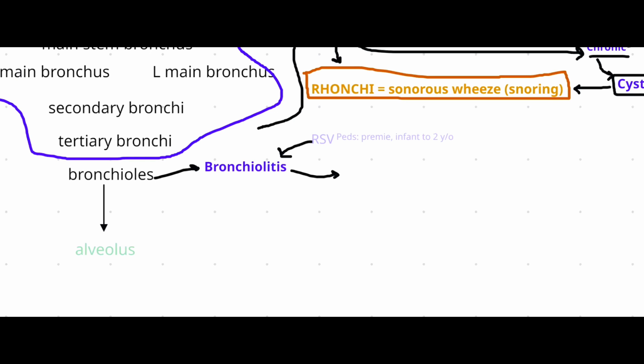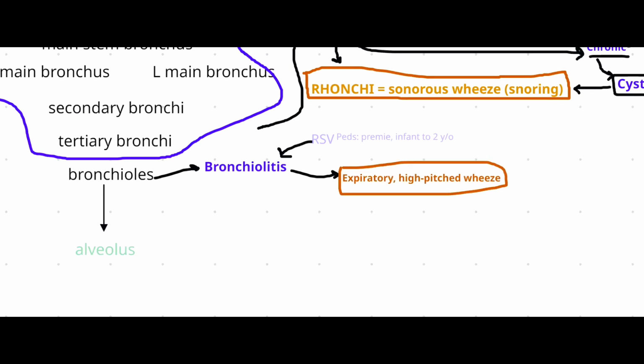Is it going to be high pitch or low pitch? It's very narrow. It's very tiny. High pitch. So where do we hear expiratory high pitched wheeze? In the small narrow airways. Okay, again, that's an airway sound. Okay, so expiratory.